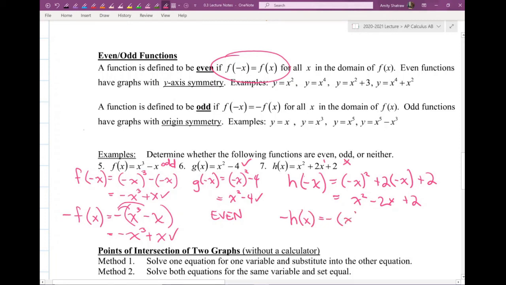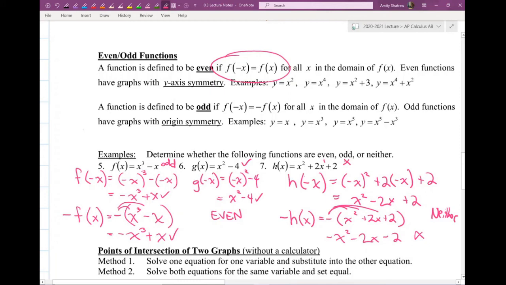Also, I want to know what happens if I just negate my whole function. So the whole function was x squared plus 2x plus 2, and I want to negate it. That turns negative, that turns negative, that turns negative. Negative x squared minus 2x minus 2, and that is not the same equation. So the answer for this one is neither.